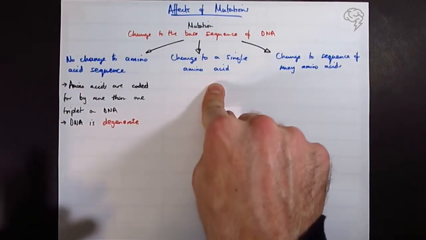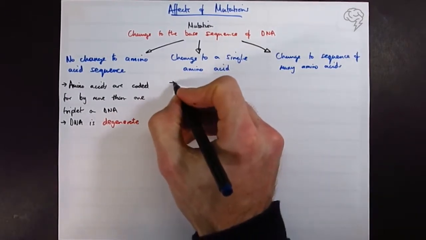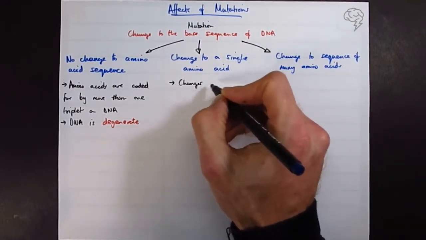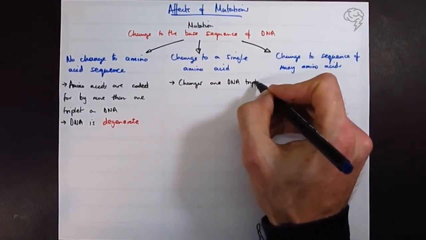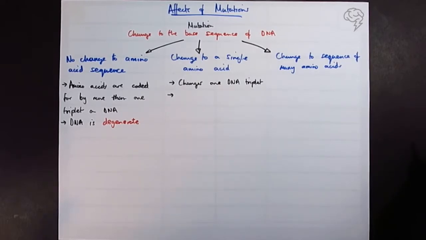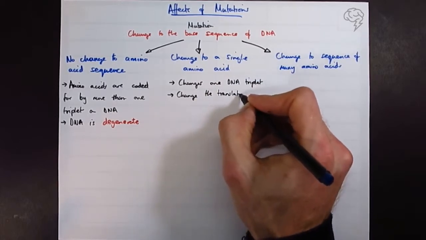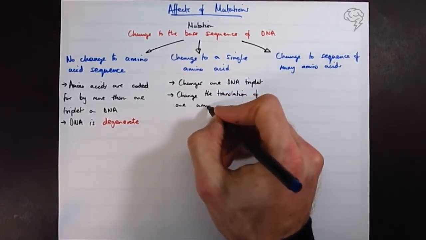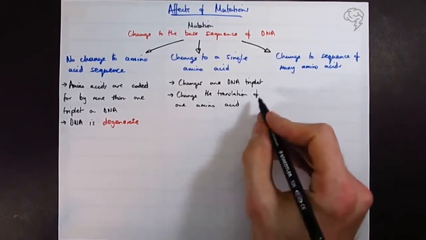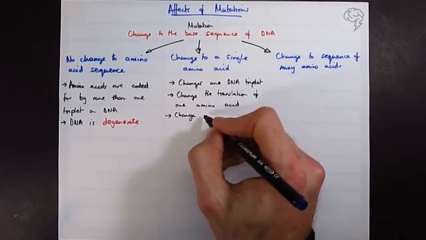How do we bring about a change to a single amino acid? The way to do this is to look at, first of all, the DNA. It's going to change one DNA triplet. As a result, it will change the coding for one amino acid. We're going to follow this through as a flow diagram. So we change the one amino acid. This is going to change the primary structure of the protein or the polypeptide.